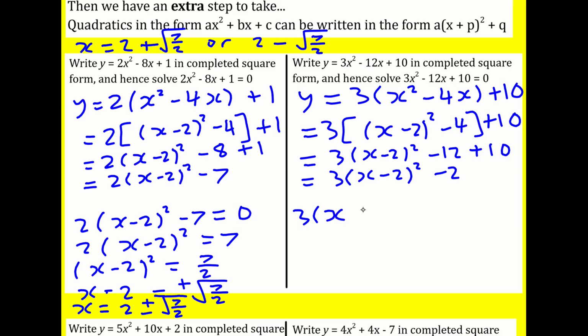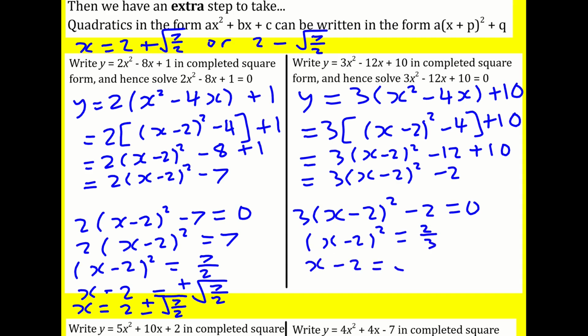I'm more interested in solving. So if I set it equal to 0, I'll show all the steps. Then I can add 2 to both sides and divide by 3. I'm going to skip a step there. It's going to become 2/3. And that means x minus 2 is going to be the square root of 2/3, but plus or minus the square root of 2/3. And I'm basically done. X equals 2 plus or minus the square root of 2/3.